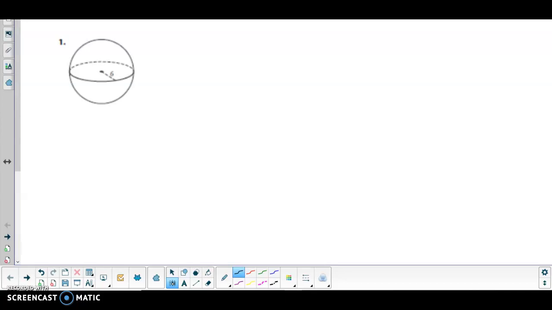So, you know that a sphere is a set of points that is equidistant from a center point in all directions. So that makes up a sphere, or what would be considered some type of ball. Volume for a sphere is going to be dependent upon the radius. So if you look at this problem number 1, we know that the radius is 6.